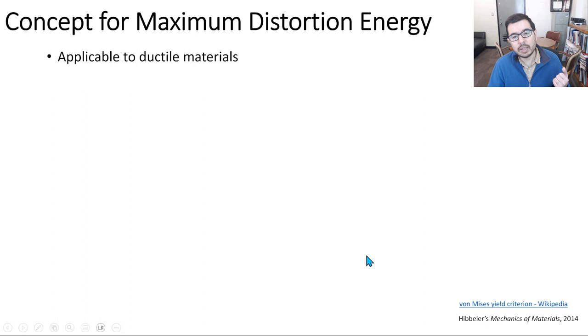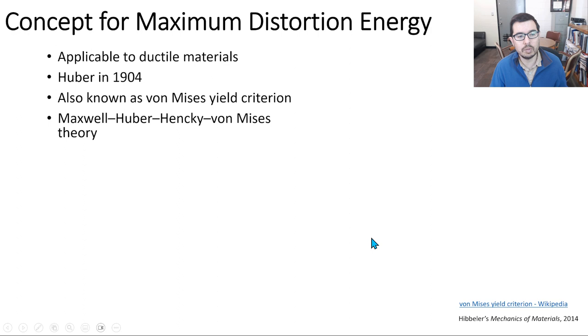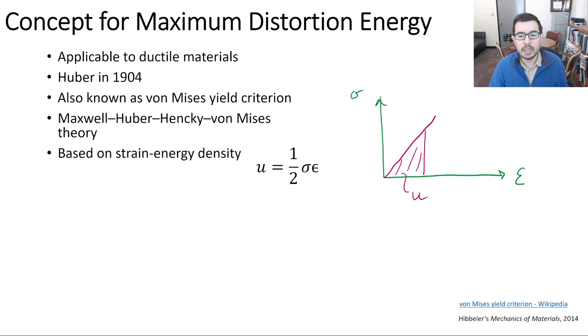The concept for maximum distortion energy is applicable to ductile materials, and can be traced back to Huber in 1904. It's also known as the von Mises yield criterion, or the Maxwell-Huber-Hencky-von Mises theory, and it's based on strain energy density. If we go back to a stress-strain plot and think about the specific energy associated with uniaxial loading, we can look at the area under this curve. This gives you an energy quantity divided by the volume.